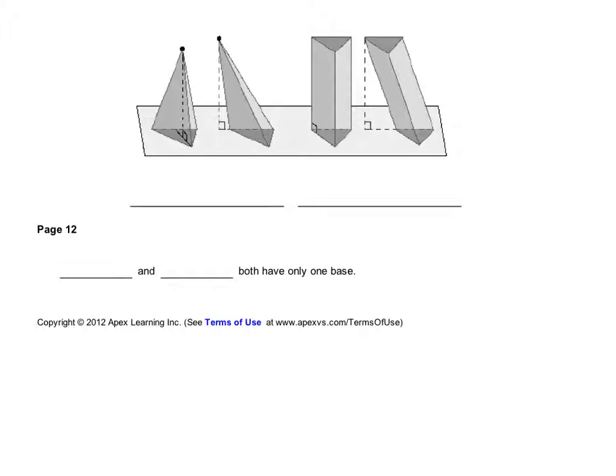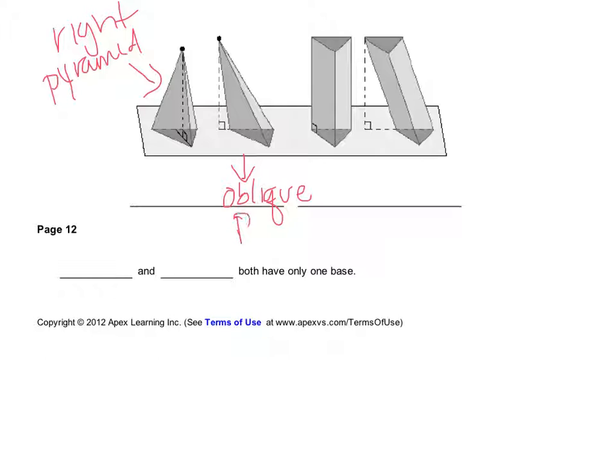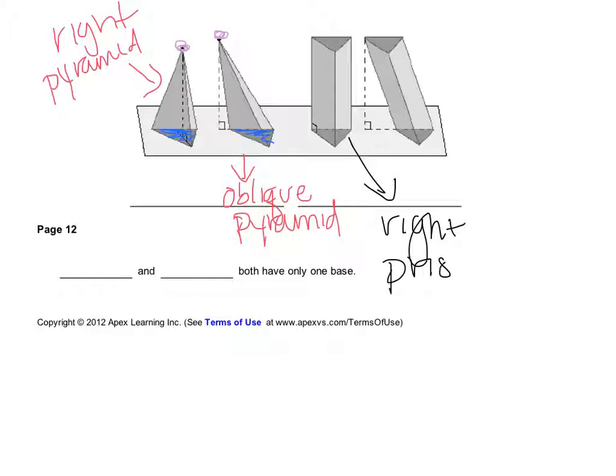So they gave us a few more shapes here. Well, this first one would be considered a right pyramid. This one would be considered an oblique pyramid because it's slanted. And the reason I knew it was a pyramid was because they had one base and they had a vertex, here and here. Okay. And then this next shape would be a right prism, and the last one would be an oblique prism.